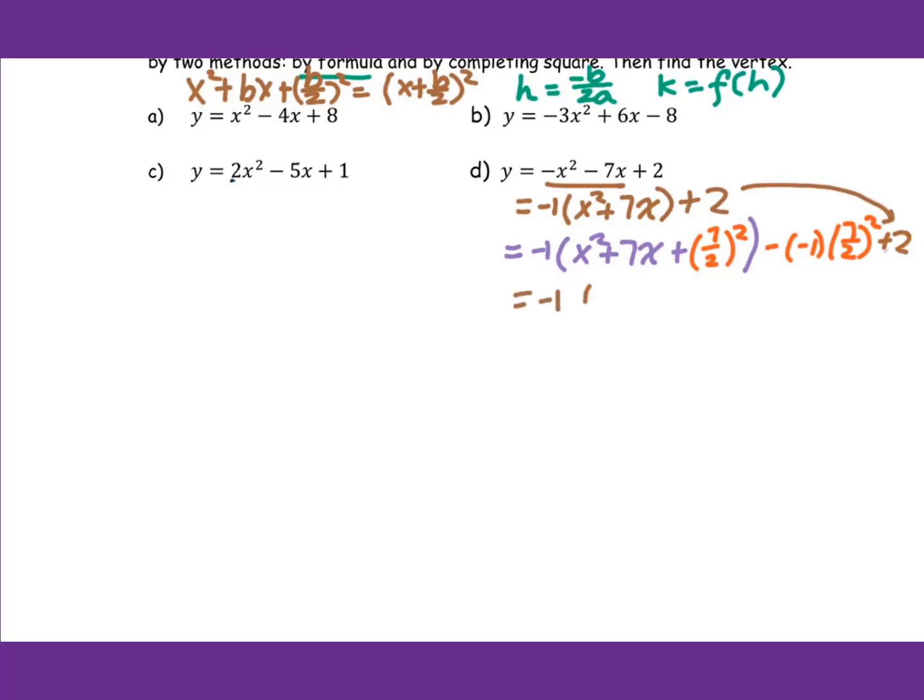I do completing square. I got x plus 7 over 2 squared. Working this out, you will get 57 over 4. Therefore, for the vertex, that is negative 7 over 2 and 57 over 4.